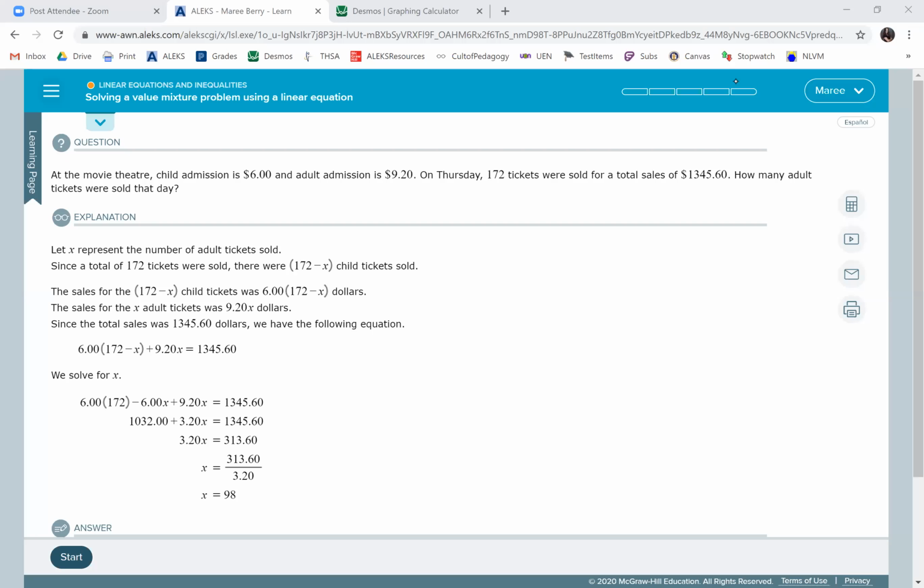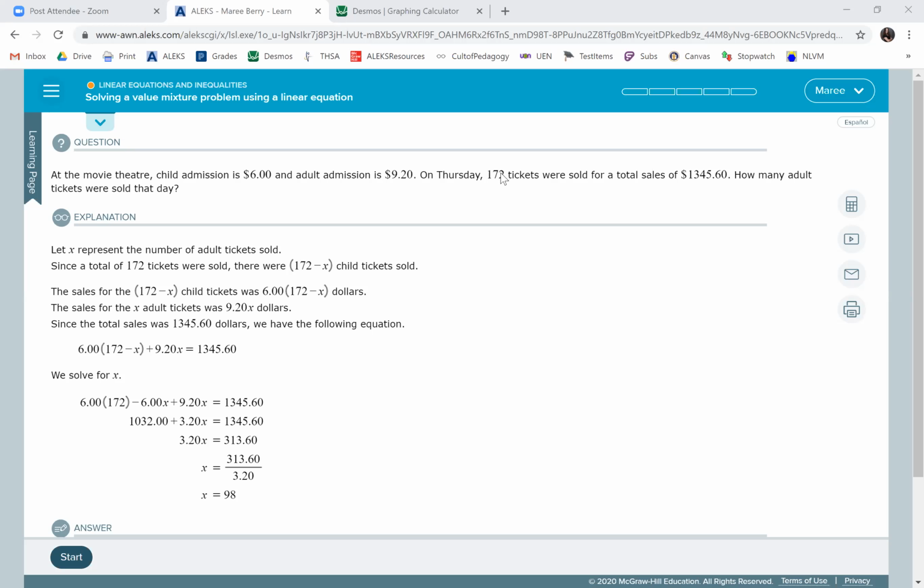This is a topic that I remember a lot of students had problems with because we have to actually write the equation first and then we're going to solve it. So the question is how many adult tickets were sold. So that's what we want X to be. The child admission was $6, adult admission was $9.20. There's 172 total tickets sold.